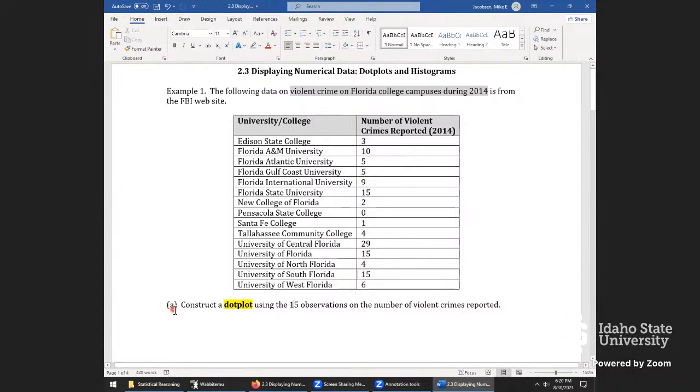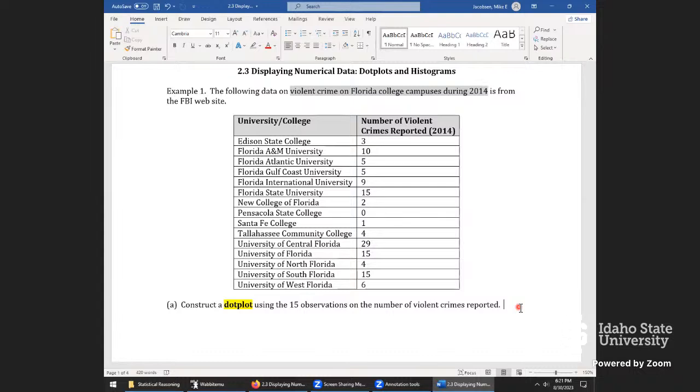It says here, construct a dot plot using the 15 observations on the number of violent crimes reported. So our dot plot is a way to get something that looks like a histogram, but can be done extremely fast. Well, let's get started. I'll put it here on the chalkboard. When we're doing a dot plot, first thing you'd want to do is just throw down a horizontal axis. So let me start off going this way. There it is, that's good enough.